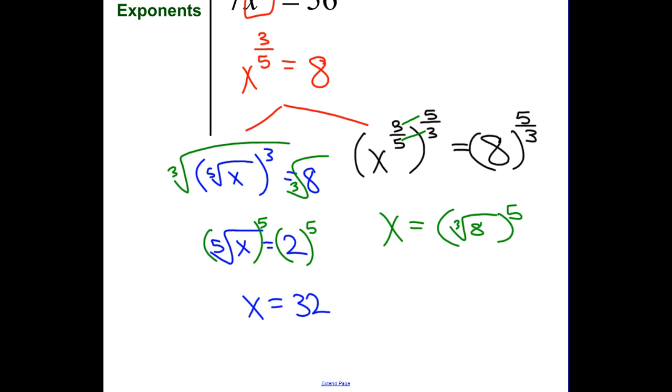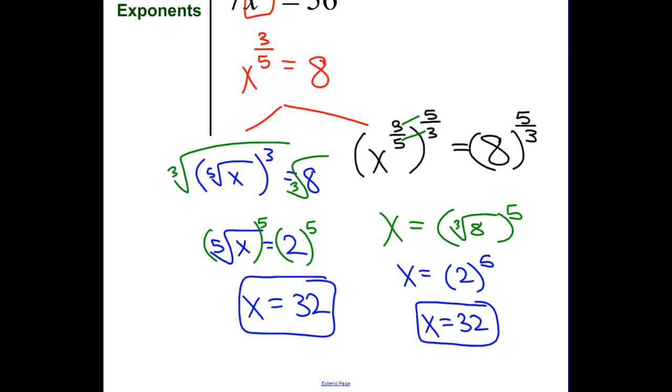Notice it's really the same exact thing of what we just did, except it's written in a different way. So really it becomes x equals 2 to the 5th, which is x equals 32. Same thing no matter which way you go.